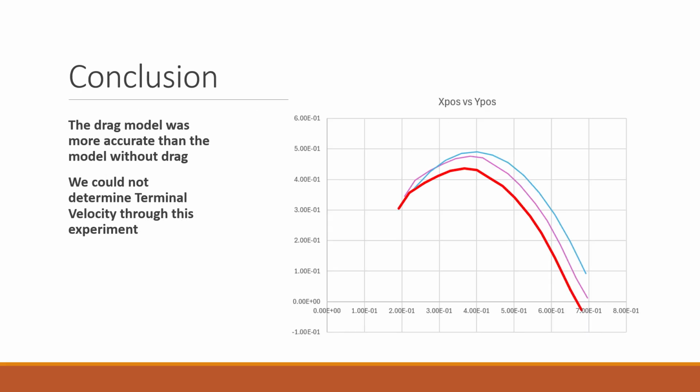Conclusion: the drag model was more accurate in predicting the ball's motion than the model without drag, and we could not determine terminal velocity through the experiment due to a lack of time. Thank you.